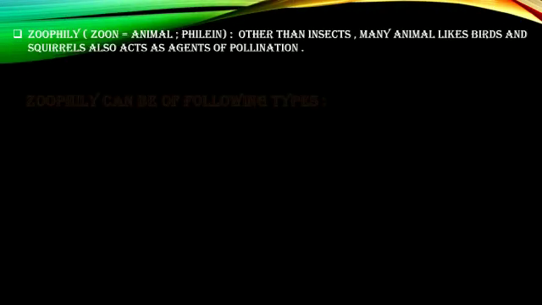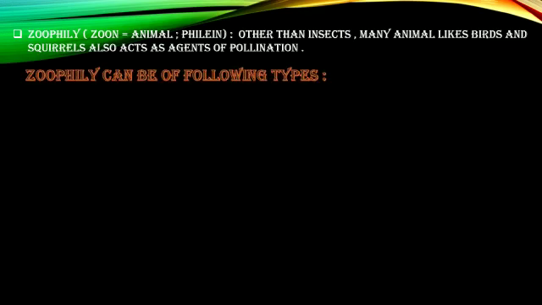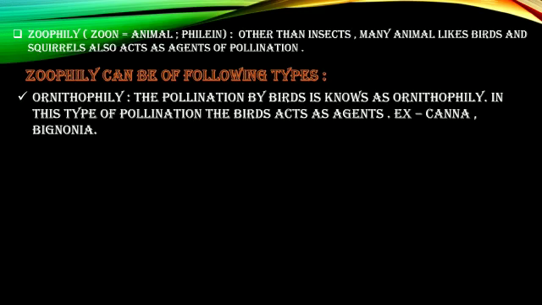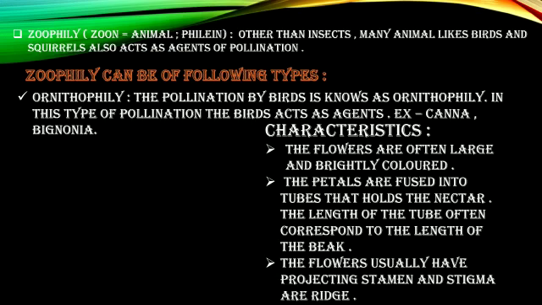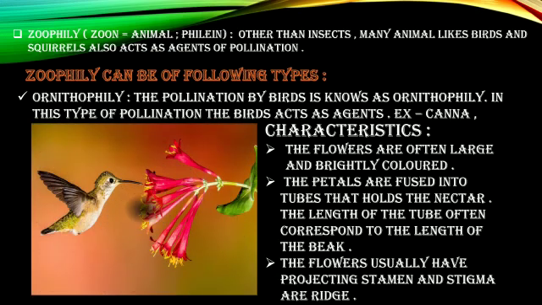The next type of pollinating agent is animal, other than insects, which we call zoophily, like birds and squirrels. Here you can see we call it ornithophily if it is pollinated by birds. The canna flower is pollinated by a small bird. We call this bird a hummingbird.